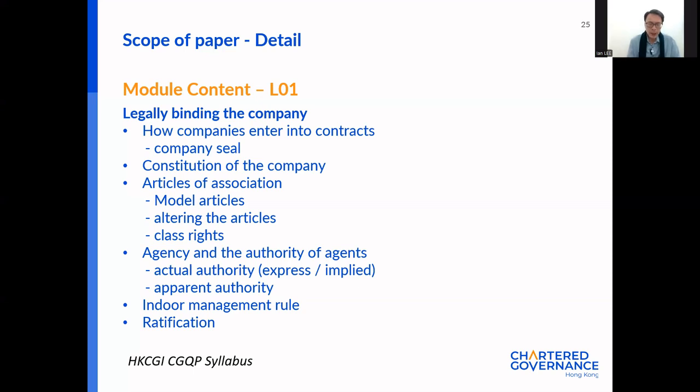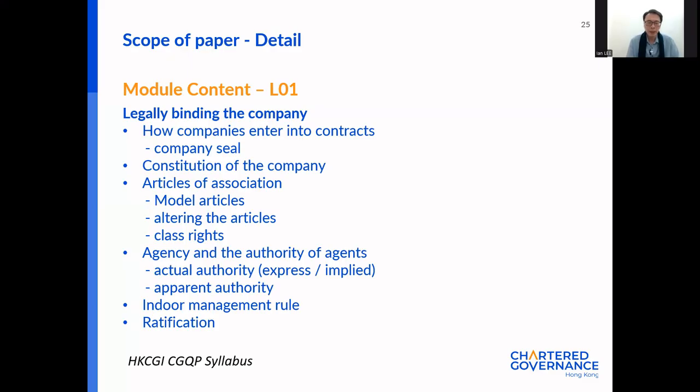Okay, altering the articles means once you incorporated your company, you have one set of articles. That's the final version. Even if you make some changes, that's the final version. And that's the version that was submitted, or a copy of that version was submitted to the CR when you apply to incorporate your company.